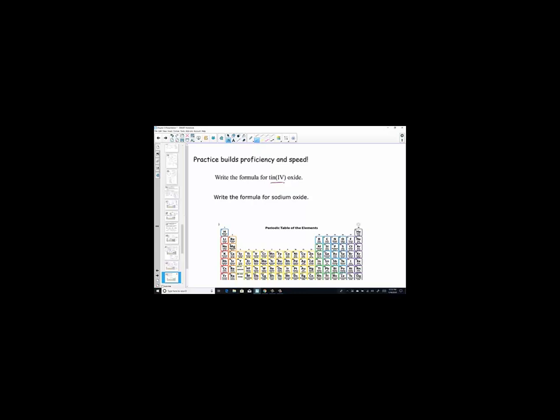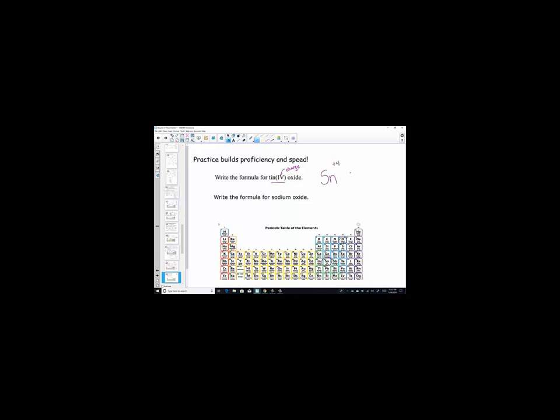Let's write a formula for tin, Roman numeral 4, oxide. The tin has the elemental symbol Sn. So I'm going to start by writing Sn. The Roman numeral indicates the charge, not how many you have, but the charge that it carries. That's a +4.